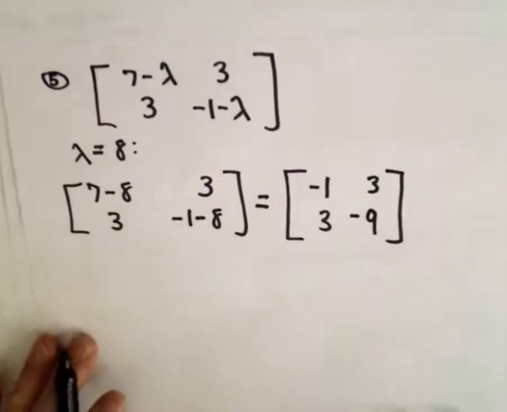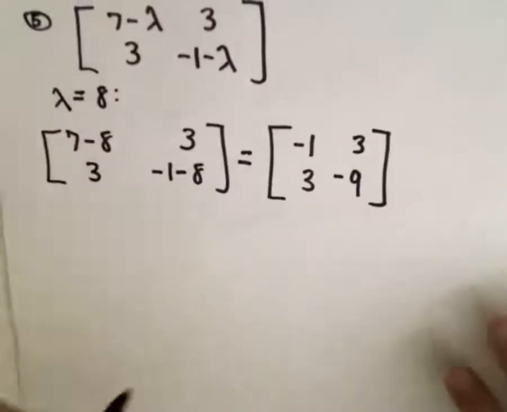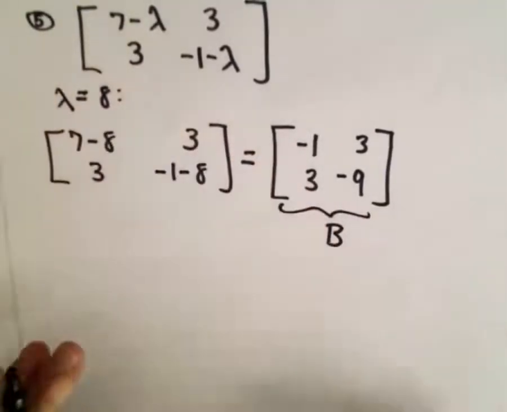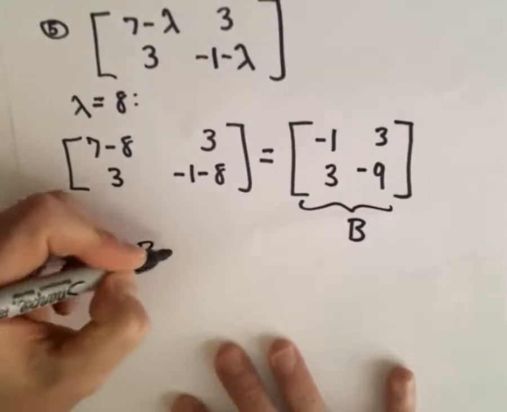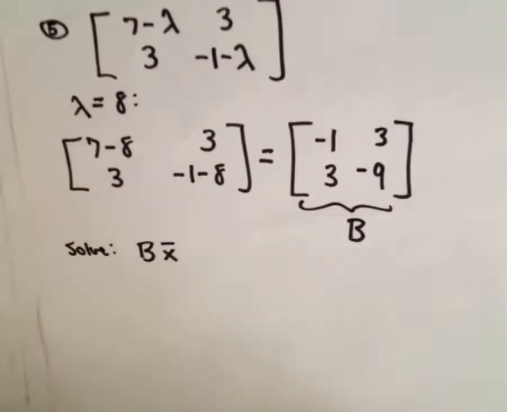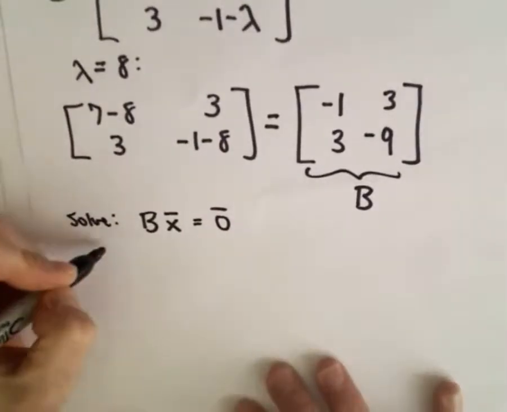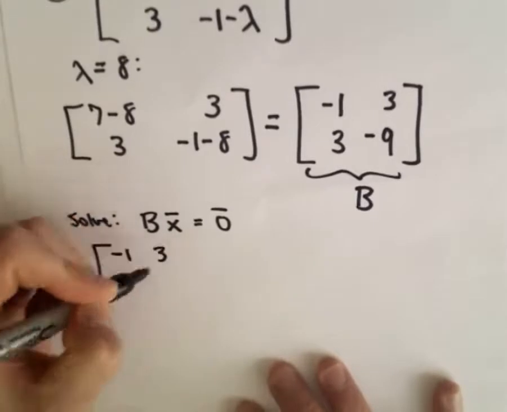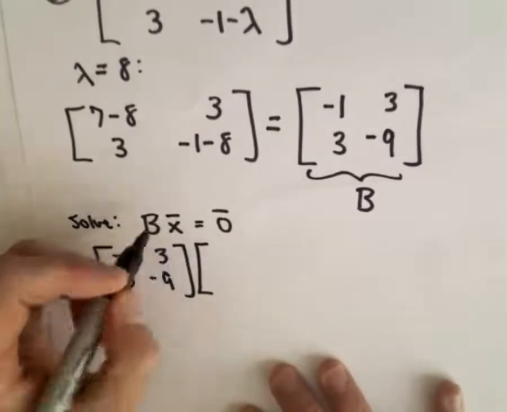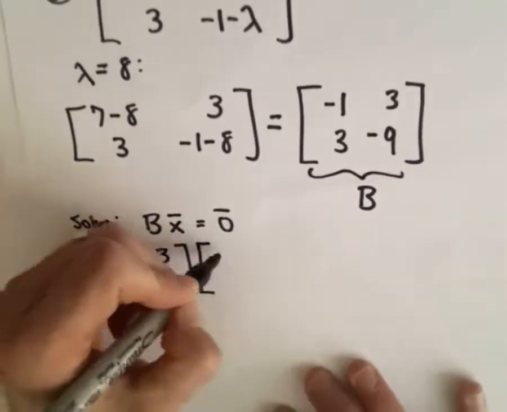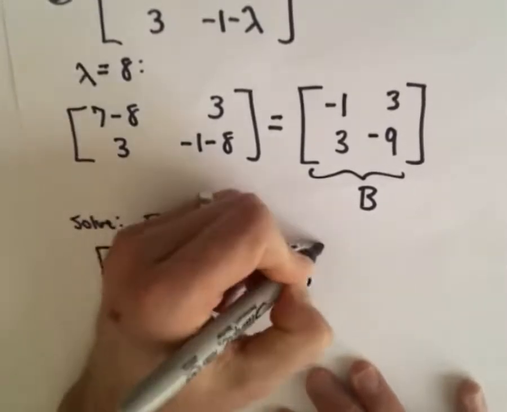So now, our original matrix was A, so let me call this the matrix B. Now what we do is we solve the equation. We'll take matrix B multiplied by the vector x equals 0. We have to solve this. So we've got the matrix negative 1, 3, 3, negative 9, which corresponds to the vector x, we'll just write x of 1 and x of 2. And then we've got our 0 vector here.